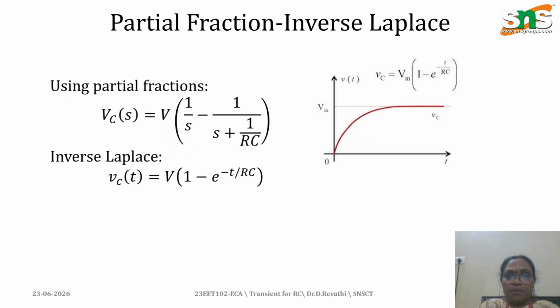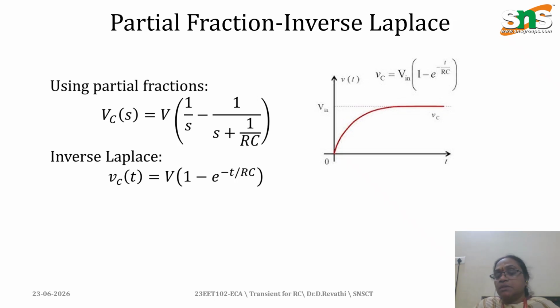Before taking the inverse Laplace form, we have to take partial fractions, that is V into (1 by S minus 1 by (S plus 1 by RC)). The inverse Laplace gives Vc of t equals V into (1 minus e to the power of minus t divided by RC).